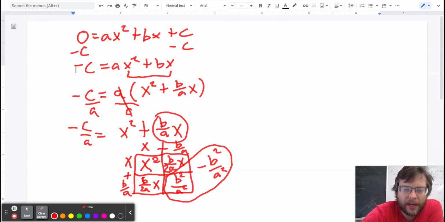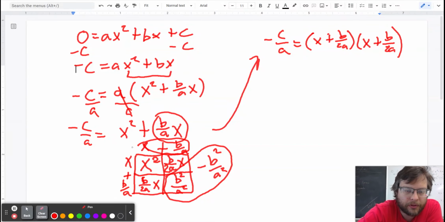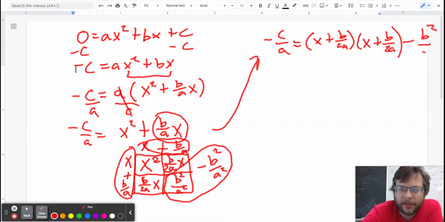And so here's where we're at now. I have negative c over a, and I have my factored version, x plus b over 2a times x plus b over 2a, because that's like your factored form, right? Your length multiplied by your width. But then I have my little extra bit that I had to work with, minus b squared over a squared.